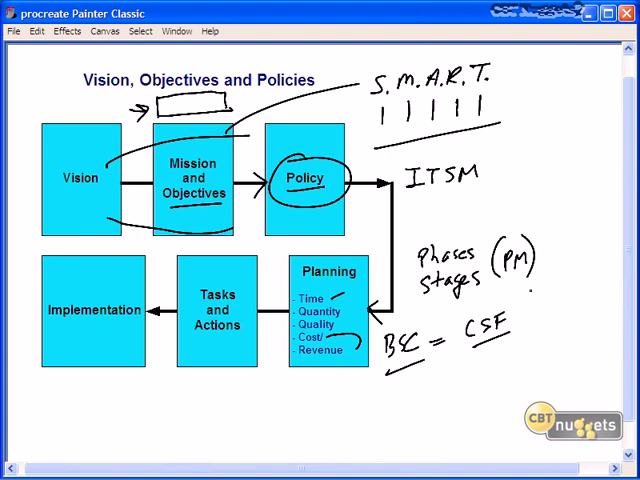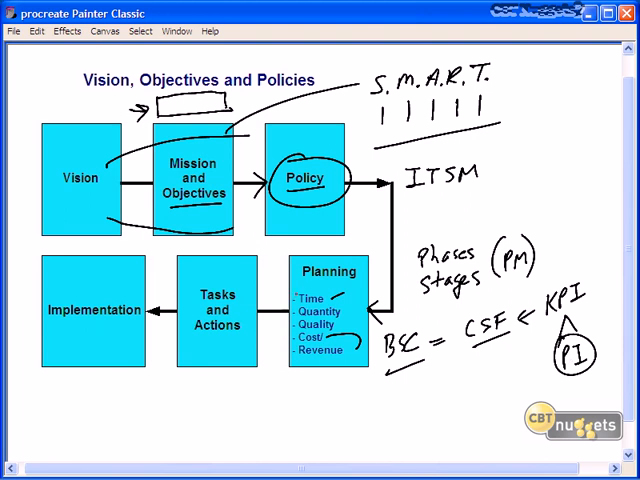CSFs are a number of areas of interest or perspective, things like personnel, innovation, research and development, finance, market, customer support, those types of things. The indicators that dictate the critical success factors are often referred to as KPI, Key Performance Indicators. And these can be subdivided or broken down into smaller performance indicators.